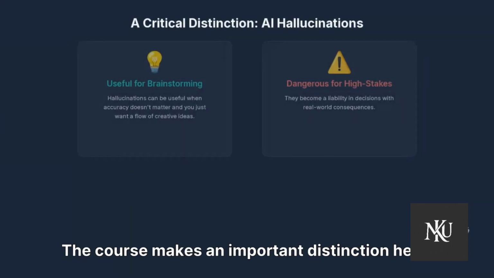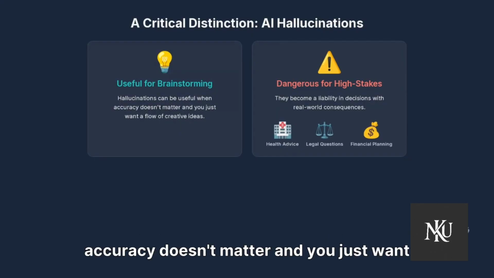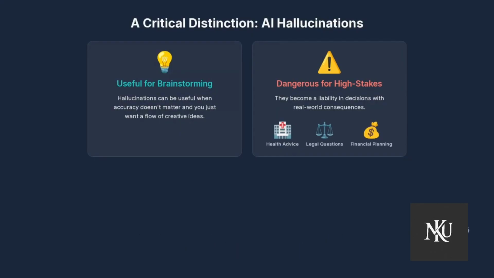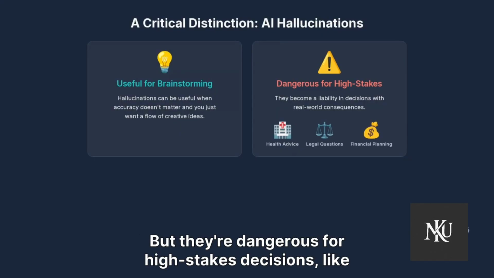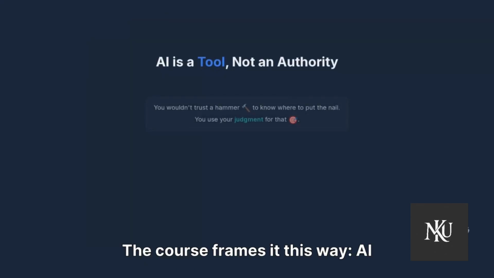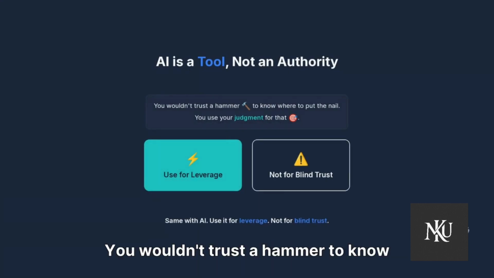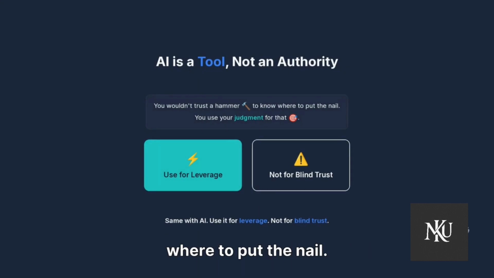The course makes an important distinction here. Hallucinations can be useful for brainstorming, where accuracy doesn't matter and you just want ideas. But they're dangerous for high-stakes decisions like health advice, legal questions, or financial planning. The course frames it this way. AI is a tool, not an authority. You wouldn't trust a hammer to know where to put the nail. You use your judgment for that. Same with AI. Use it for leverage, not for blind trust.